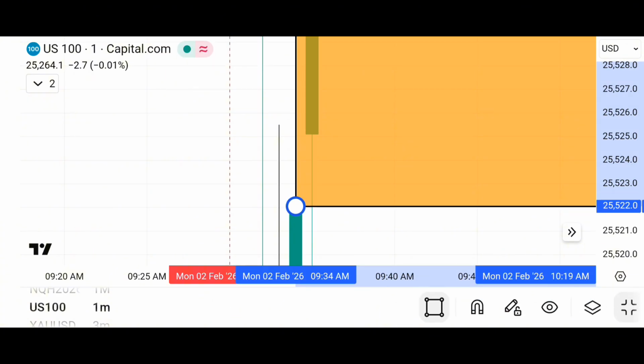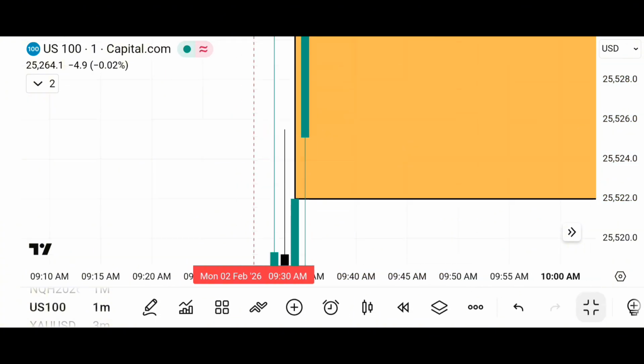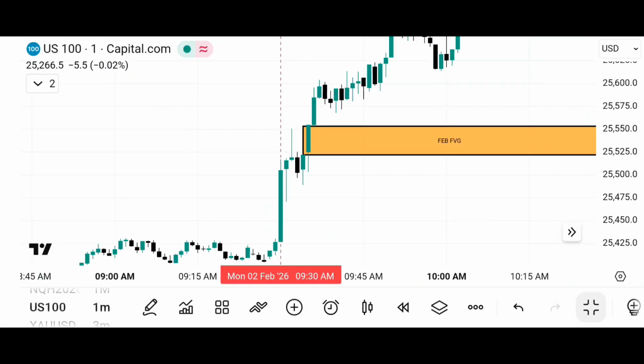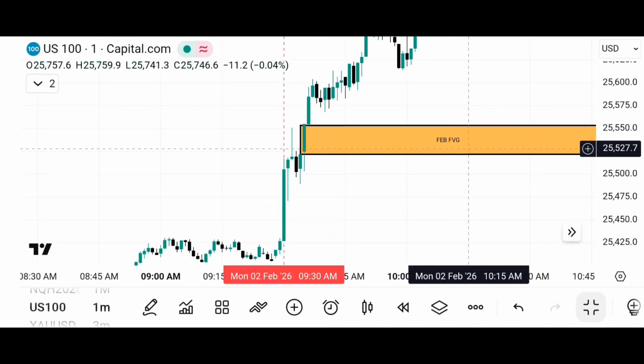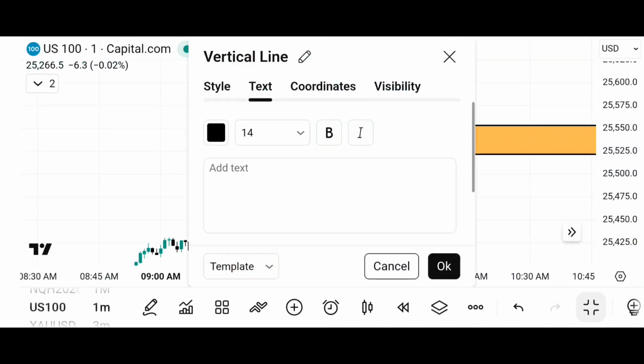So as you can see, this first presented fair value gap for February was drawn on a Monday, February 2nd, and I'll keep this on the chart for the whole of February because price is going to make use of this.